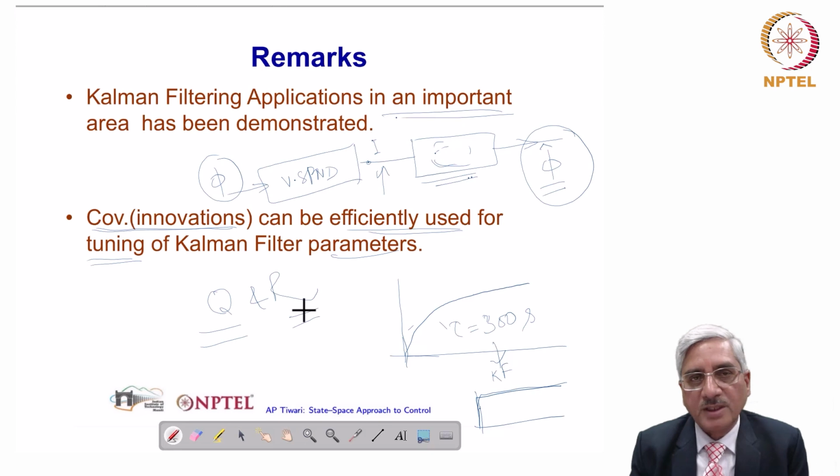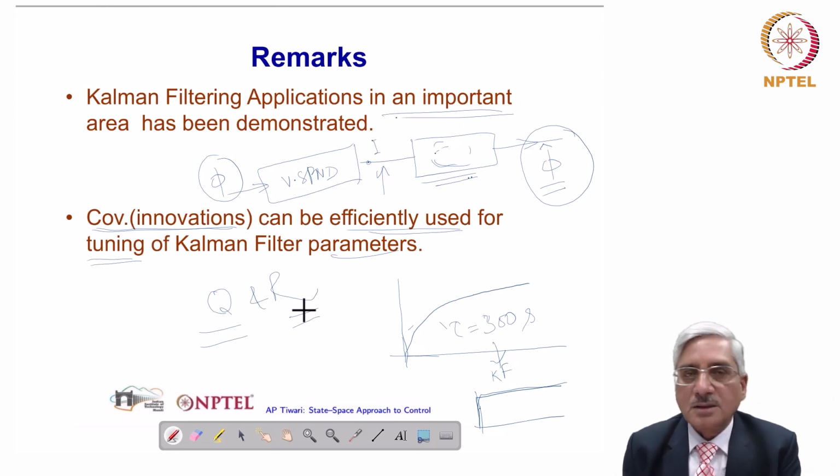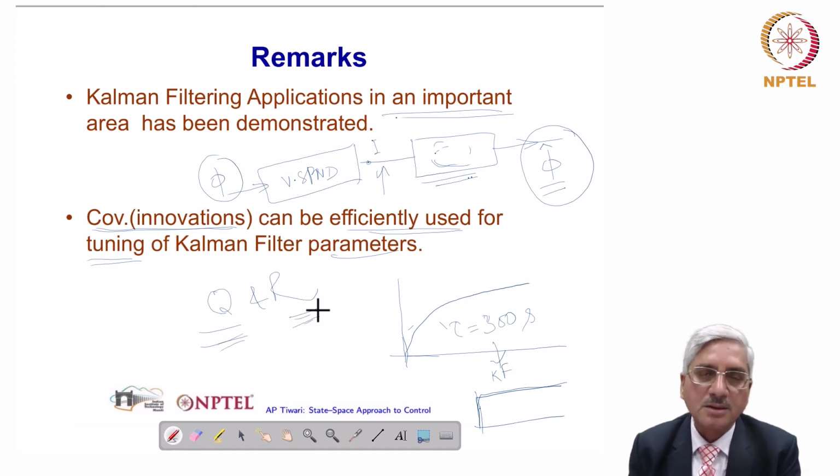This could be one way. In literature, you may find several ways of tuning Q and R. Or probably from the measurements, you can extract the values of Q and R and implement them. This is a way which was adopted in this particular application. So through this application example, I have tried to bring to you a real life scenario of how the Kalman filter is applied for state estimation. Thank you very much.